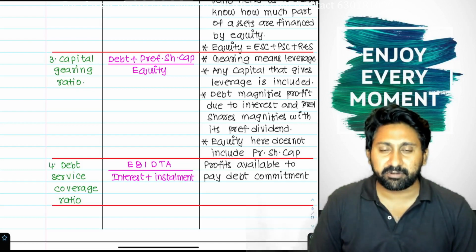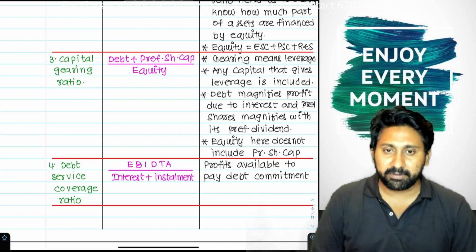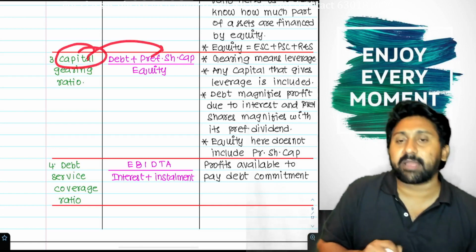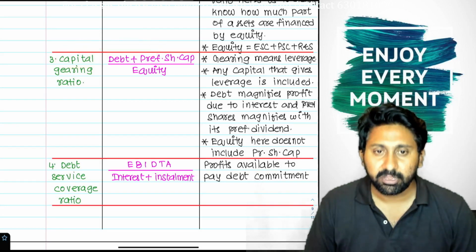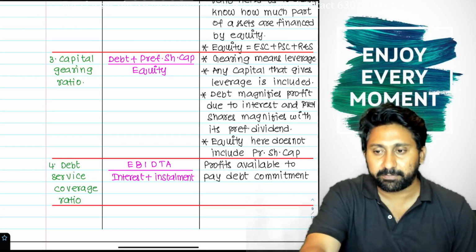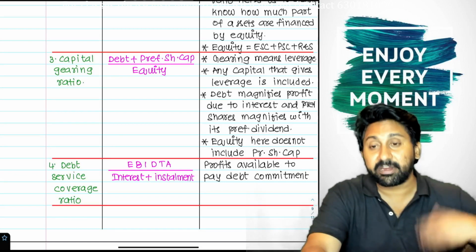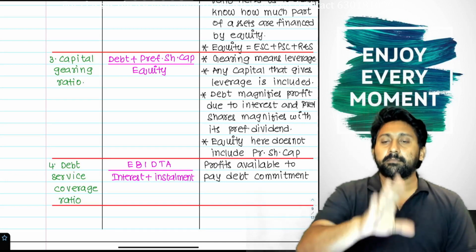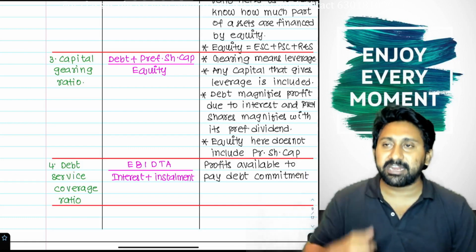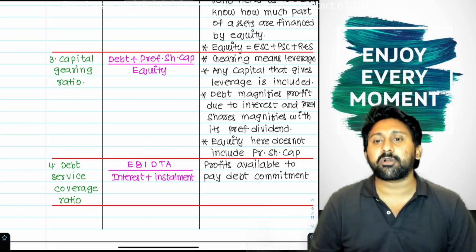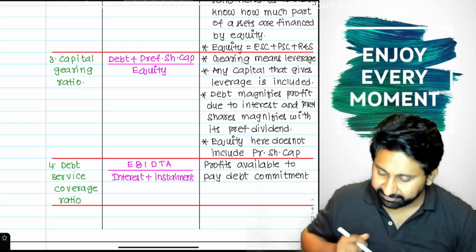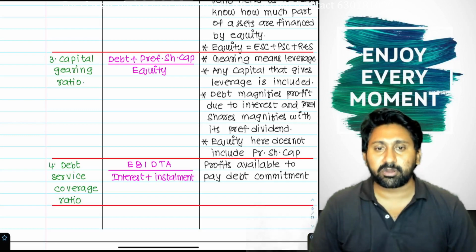So debt by equity we have taken. Now we are taking debt plus preference share capital also, because preference share capital is part of total capital. Therefore, capital gearing ratio means debt plus preference share capital divided by equity. But this enjoyment cannot be taken by equity, because equity doesn't have any leverage effect. There is no fixed dividend component; dividend is variable.